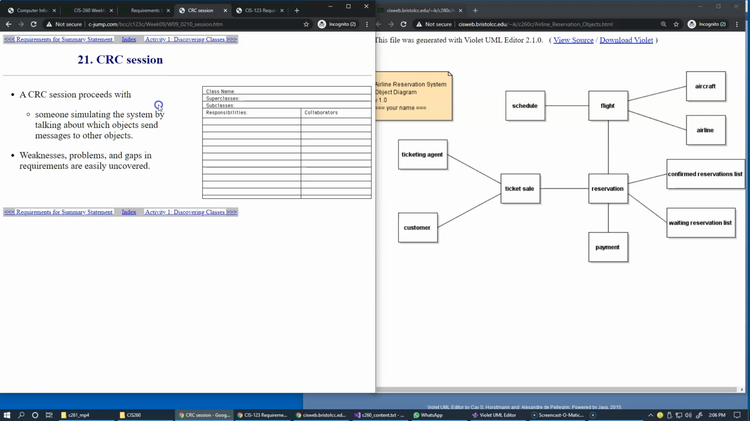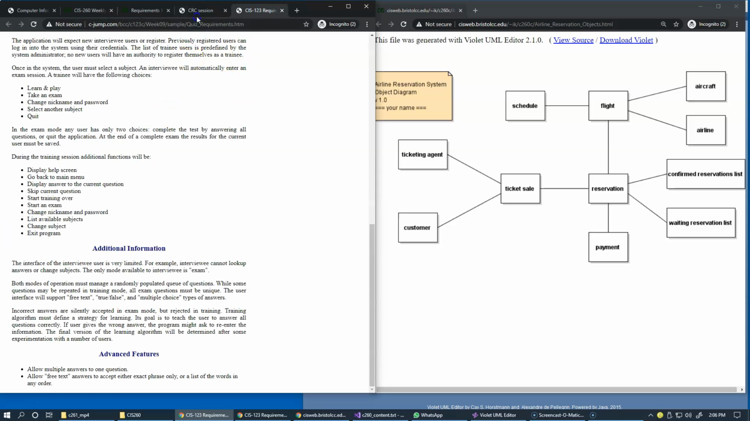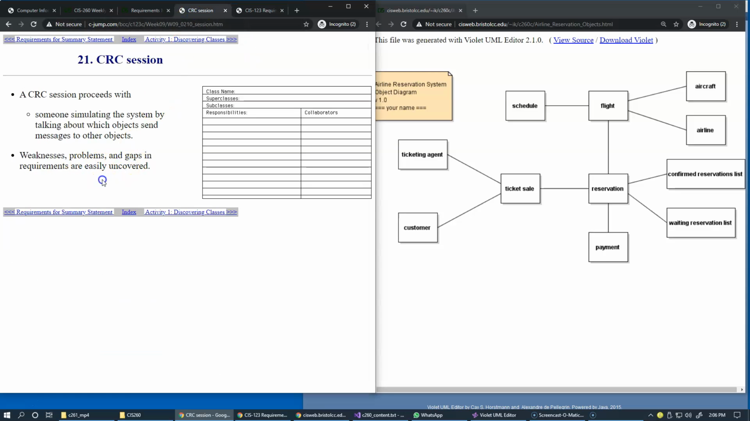So we mentioned these class responsibilities collaboration cards to be used to discover objects in the system. And normally you have this CRC session, or sometimes multiple sessions, where somebody is facilitating the meeting, and somebody is simulating the system by talking about which objects send messages to each other, and people take turns and contribute to this activity. So some of the weaknesses in the requirements document, the lack of information, can also be discovered in such a very proactive design session.